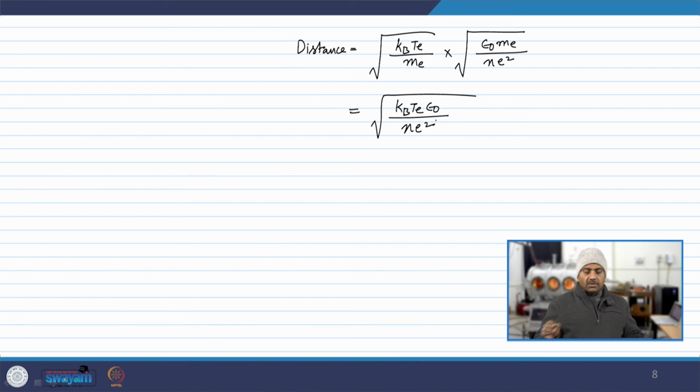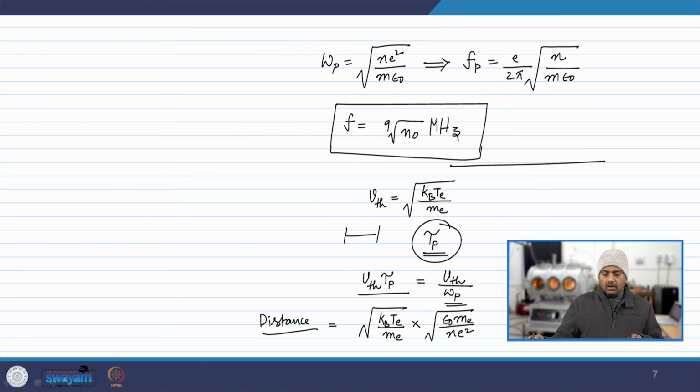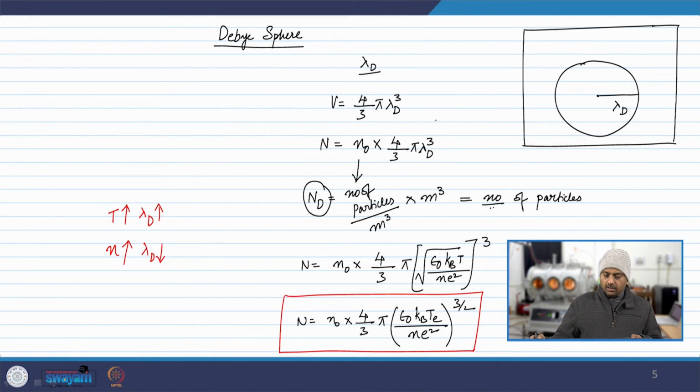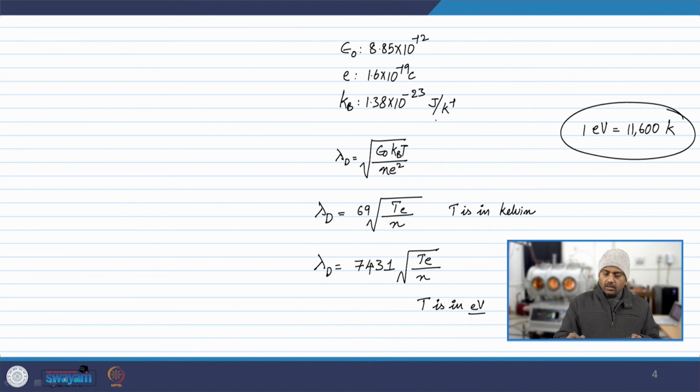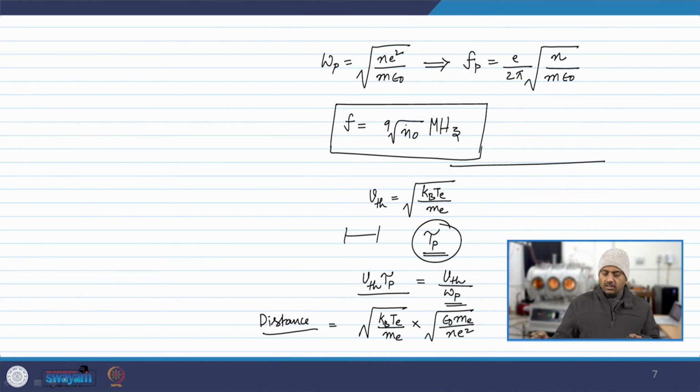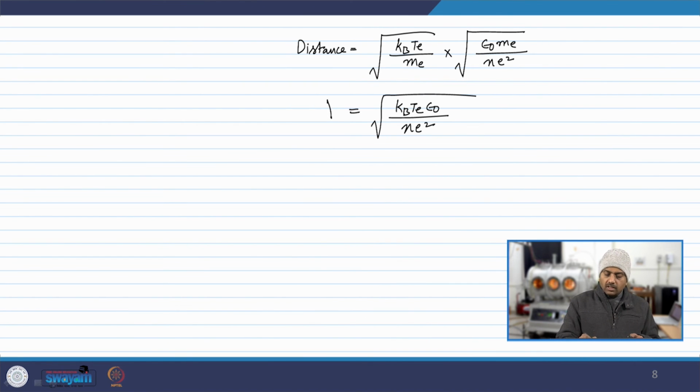Does this expression on the right hand side look familiar? Does it? You go back and see, yeah, here it is, or even here. It is nothing but the Debye's length. So, this distance can now be comfortably named as the Debye's length. So, this Debye's length is a natural consequence.